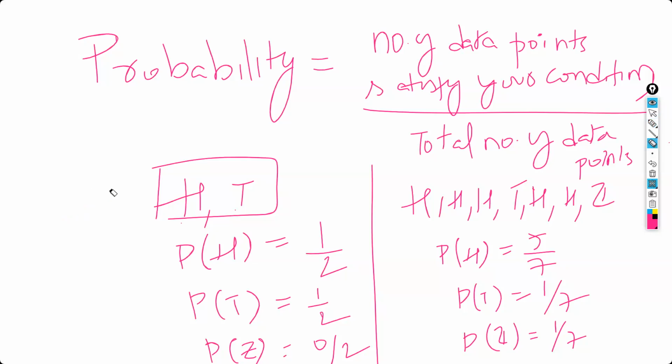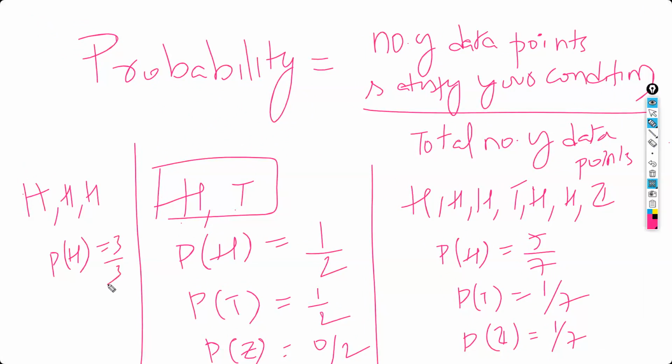Now, what is the probability in this example? Example number 3. H, H, H. Only H, H, H is there. No other letter. Now, what is the probability of H? 3 by 3. What is the probability of T? 0 by 3. What is the minimum probability you can get? The least one you can get is 0. You cannot get a number less than that. A negative number is not possible because count cannot be negative. So the minimum probability is 0.